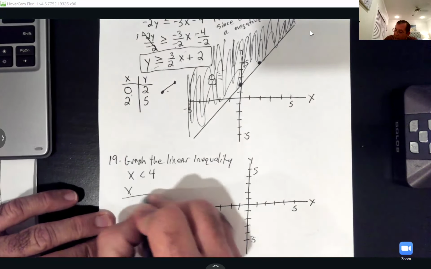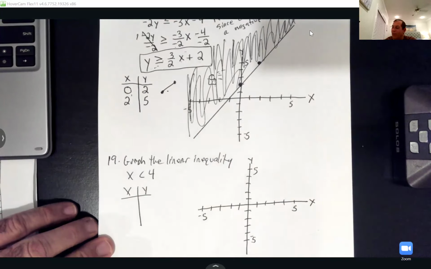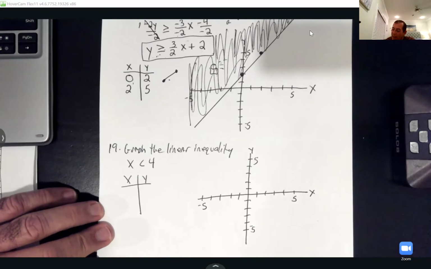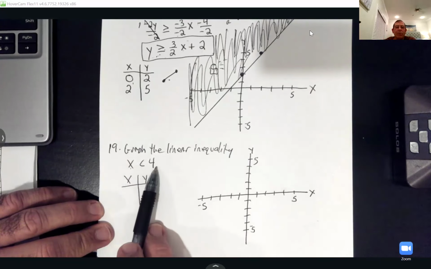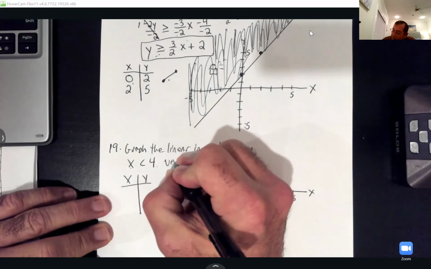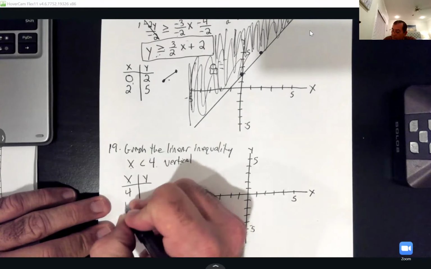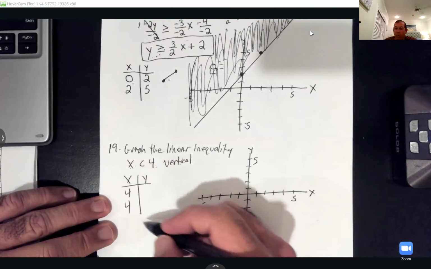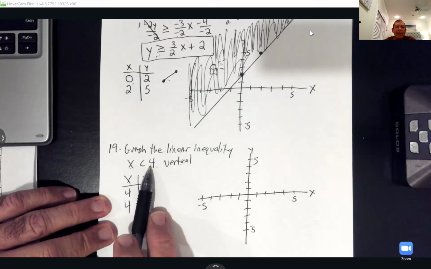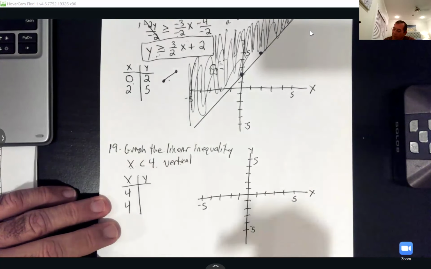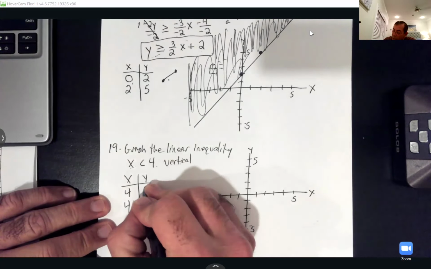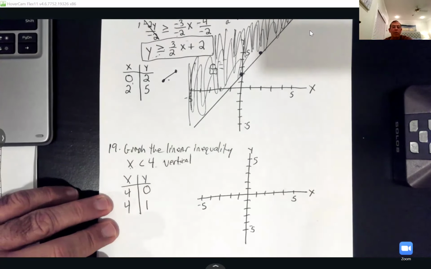So if you were to make a table on this one, there's only one x value you can pick. Remember, this is like x equals 4. X less than 4. Remember, when I did these, x's make vertical lines. But this means that every x value has to be 4. I don't care what the y values are. It's telling me x's have to be 4 on this one. Now, you can pick any 2 y values you want. So I'll just use 0 and 1.